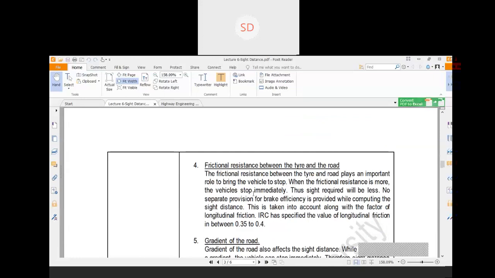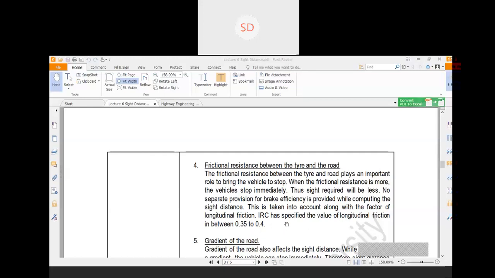Next is the frictional resistance between the tire and the road. This frictional resistance is also important, because if there is not adequate frictional resistance, whenever the brakes are applied, the vehicle will not stop immediately, or will not stop until after a considerable distance. The frictional resistance between the tire and the road plays an important role. When the frictional resistance is more, the vehicle stops immediately, and when it is less, the distance required for the vehicle to stop will be very much higher.